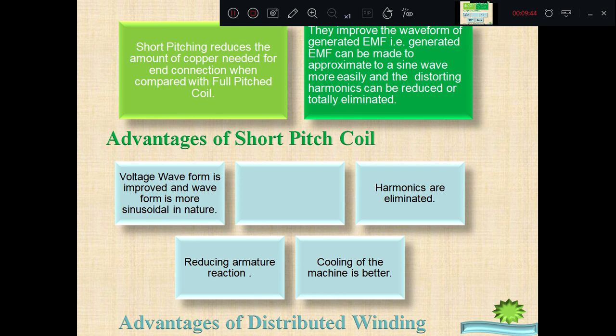Once again, to improve the waveform, reduce the harmonics, reduce the effect of armature reaction, and provide better cooling, we go for a distributed winding. Therefore, it improves the voltage waveform, reduces the harmonics and the armature reaction, and the cooling of the machine is better. Therefore, a short pitch winding as well as a distributed winding are used so that we get a pure sinusoidal waveform. That is why we multiply Kc and Kd in the EMF equation.